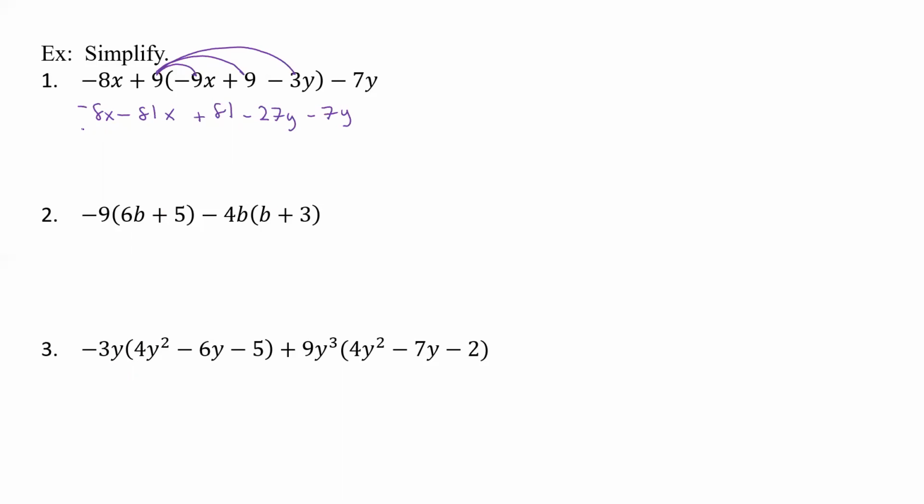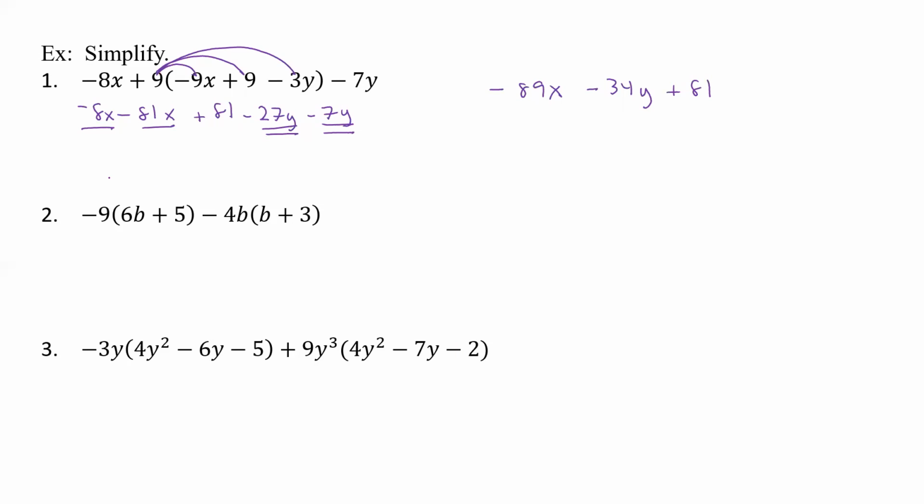All right. Well, what do we do? Well, we look for like terms. Well, x's are here, y's are here, and then we just have a number 81. So we have a negative 8 plus a negative 81. So basically we have a negative 89x out of those two. And here we have a negative 27 minus 7 more. So that's going to give us a minus 34y. And then we have plus 81 at the end.